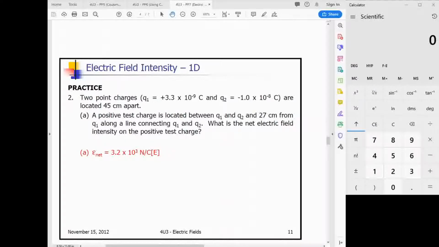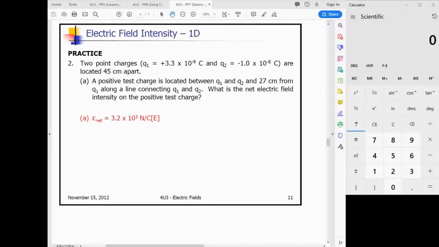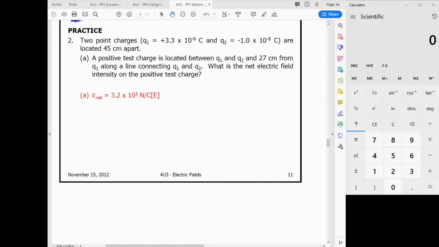So here we have 2 point charges, and they are located 45 centimeters apart. And we have a positive test charge that's located between Q1 and Q2, and it's 27 centimeters along Q1.